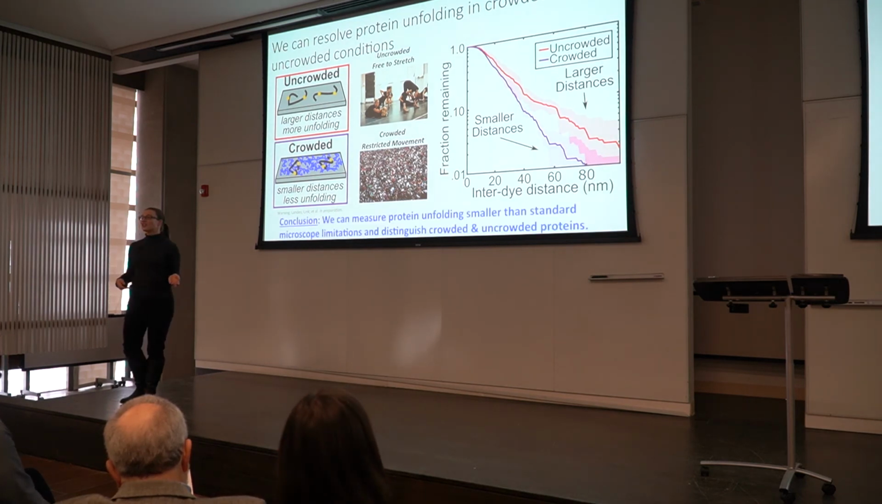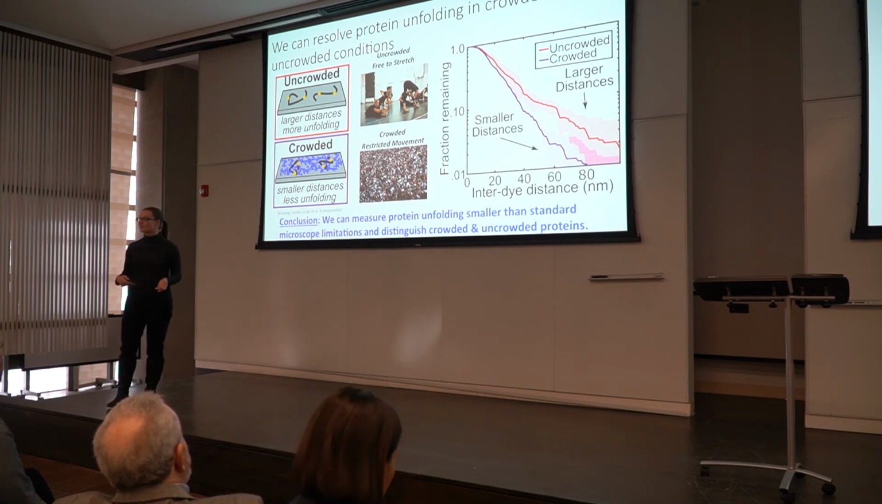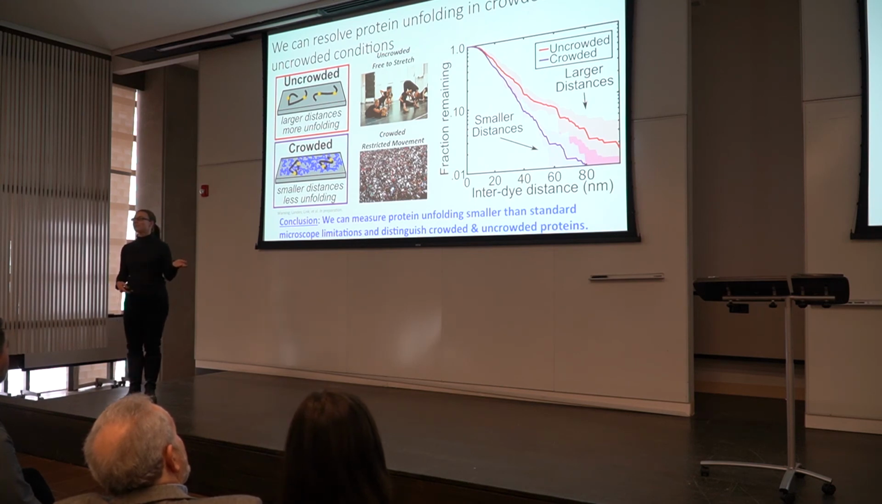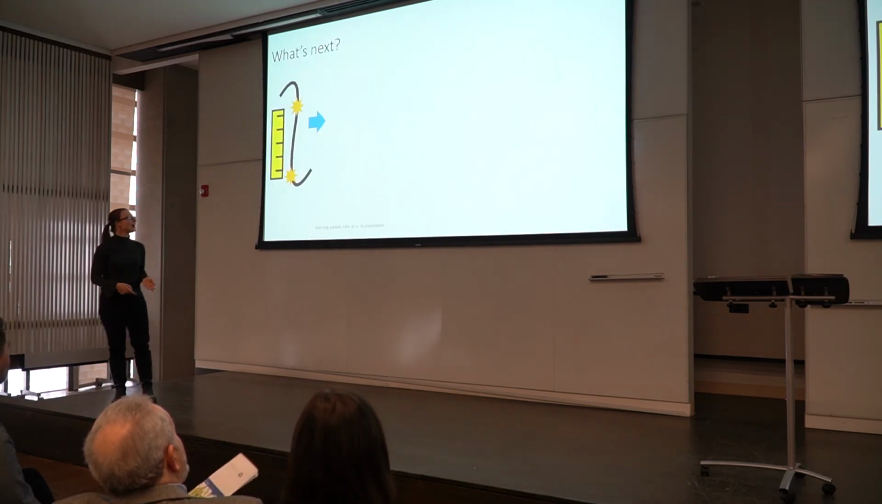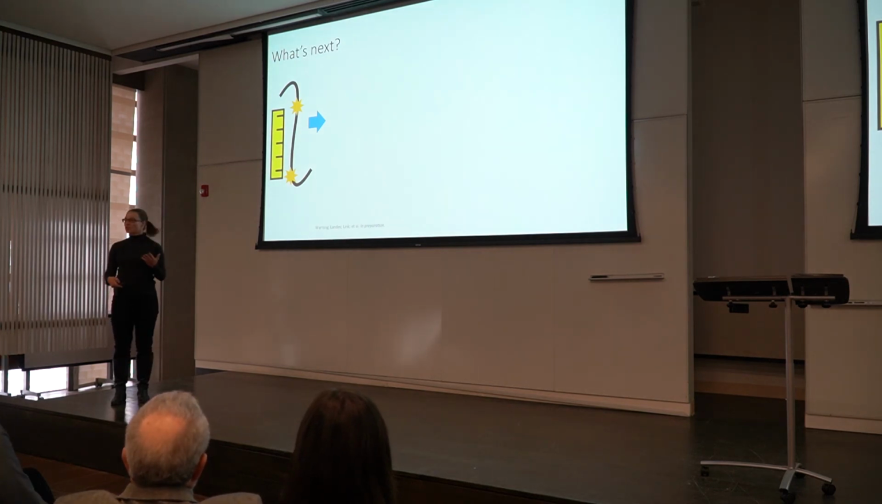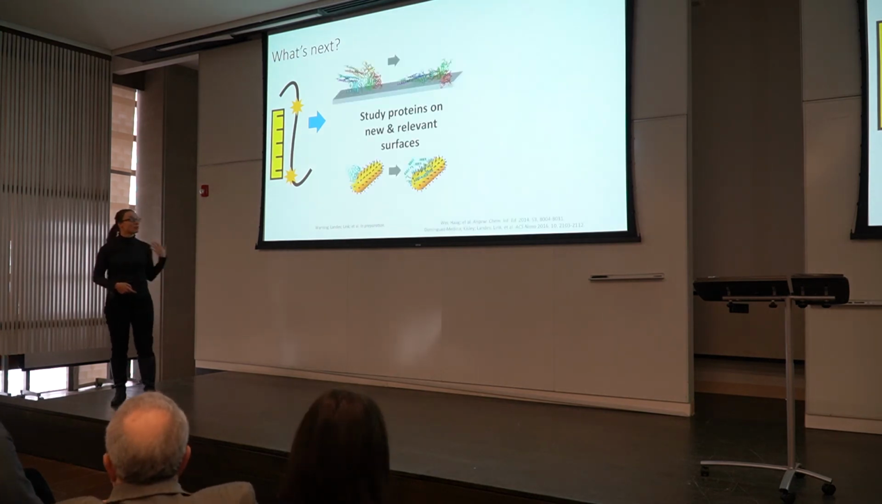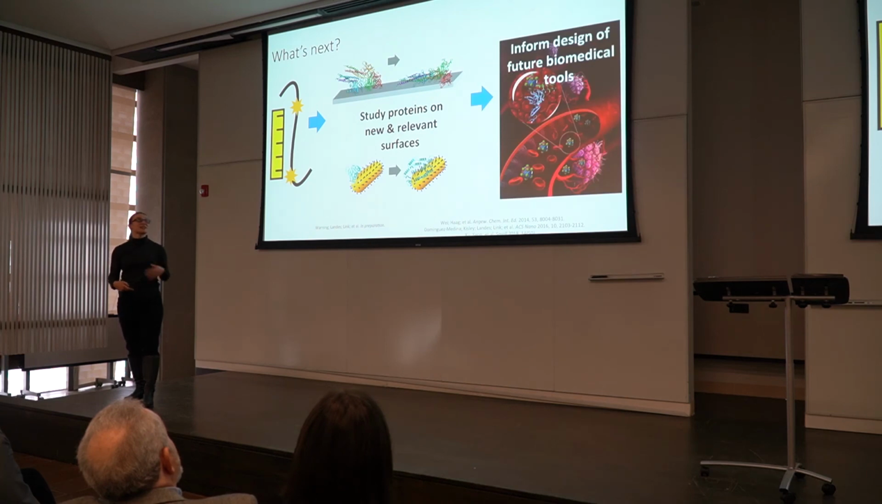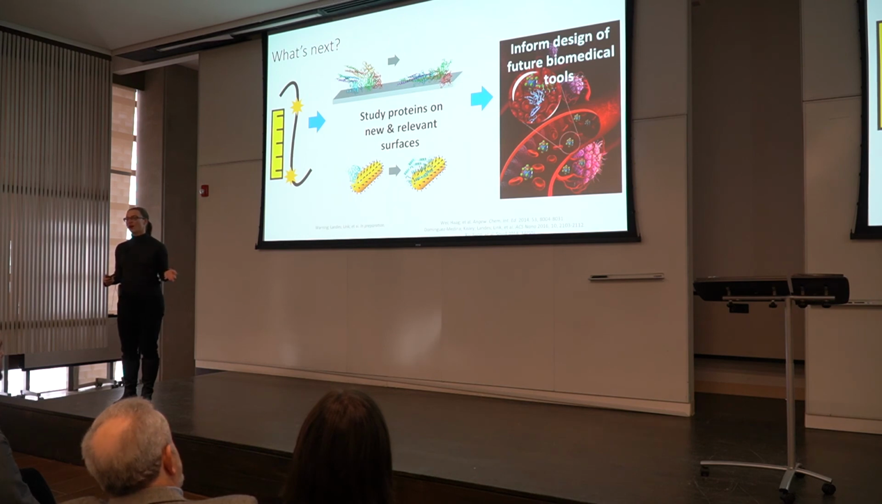And so in conclusion here, we're able to resolve single protein unfolding despite the resolution limit of light microscopy, and that allows us to distinguish two populations of proteins. Now, how does this relate to the big picture? Well, my work specifically, I'm currently working on applying this technique to unfolding on relevant biomaterial surfaces. And the hope is that in the future, this can inform the intelligent design of biomedical materials that will be used in our bodies in the future.